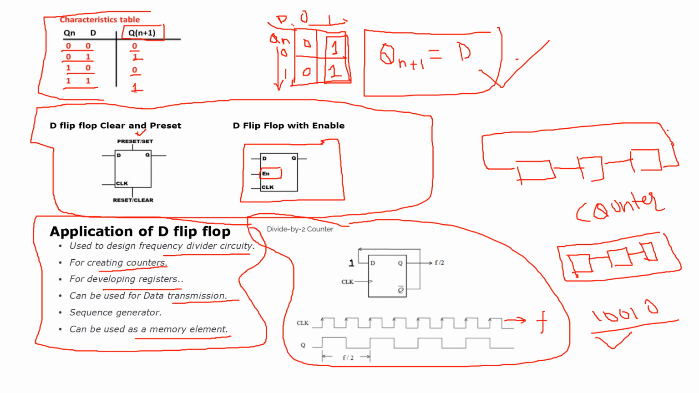So if that 1 comes here, this will be 0 and it will be coming to D, and then again Q will be 0. So at the next rising edge, you see this is 0. This is how the output will look, and the frequency will be f by 2. This is how you can create the divide by 2 counter.